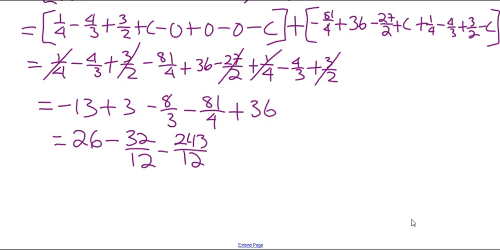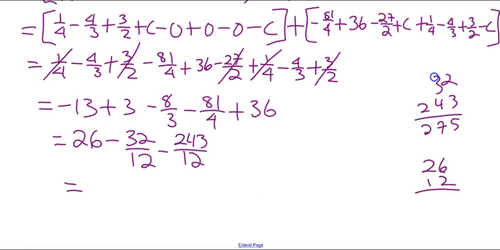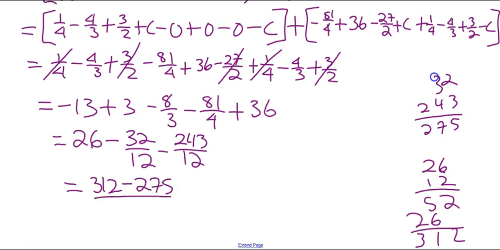Minus... Okay, so what's this add up to? 32 plus 243. 275 over 12. Okay, so what's 26 times 12? 52 and 26, 312. So 312 minus 275 all over 12 is 37 twelfths, or 3 and 1/12.